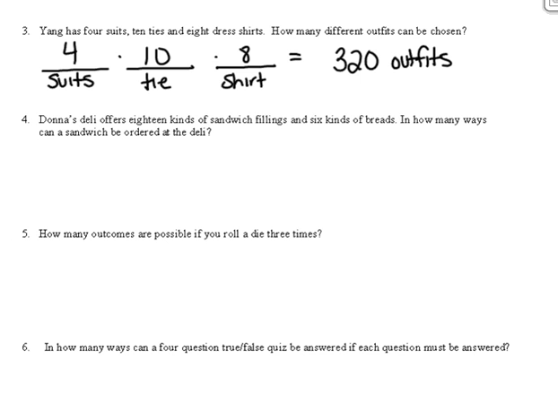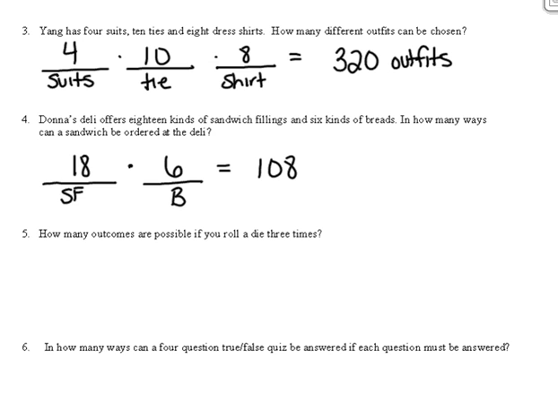Question 2. Donna's Deli offers 18 kinds of sandwich fillings and 6 kinds of bread. In how many ways can a sandwich be ordered at the deli? So we have sandwich fillings and we have our bread options. There's 18 sandwich fillings. There are 6 different bread options. When I multiply those numbers together, I get a grand total of 108 different sandwiches that can be ordered.